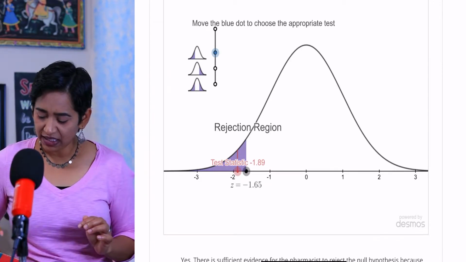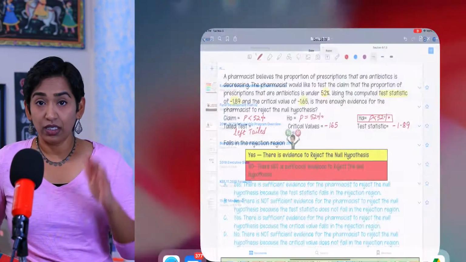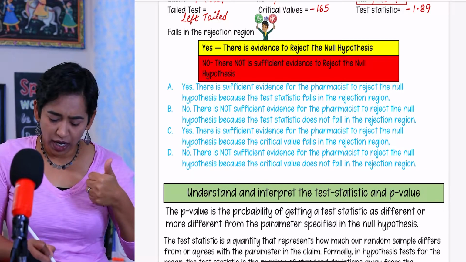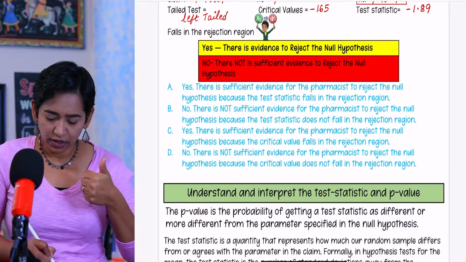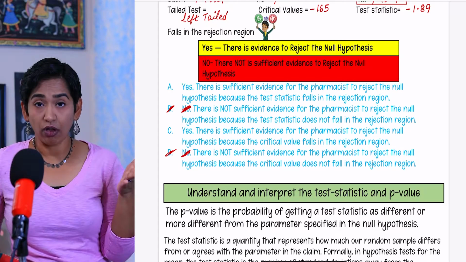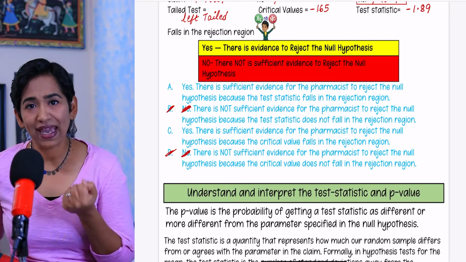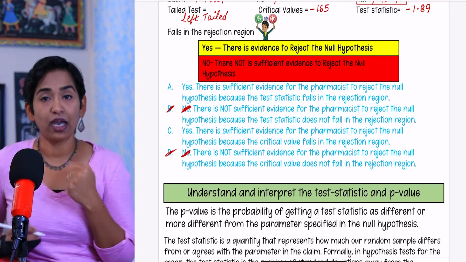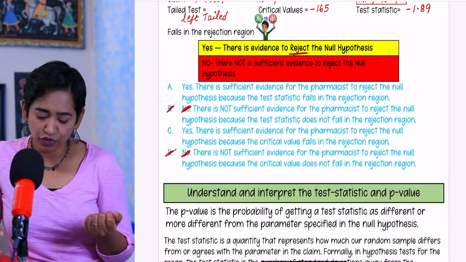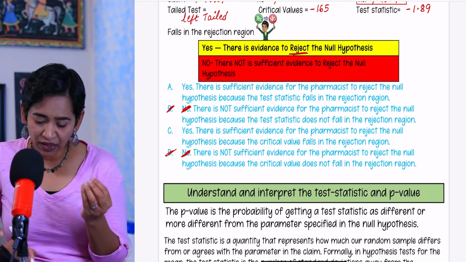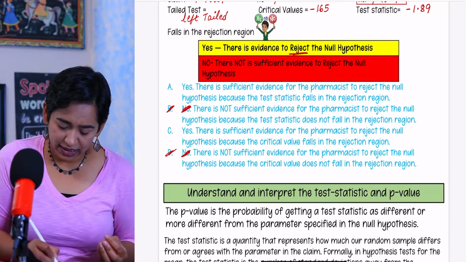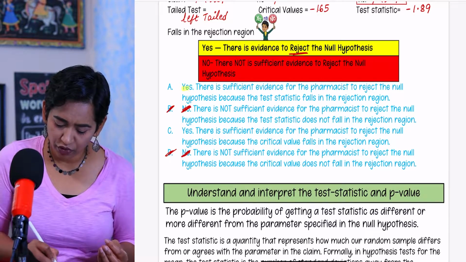So let's take a look at the options. Did the test statistic fall inside the rejection region? Yes. So I don't care about the no's, right? The B and D are gone. You see how you can choose from your options? Yes, it did fall. So when it falls, I have strong evidence to reject my null hypothesis. So there is sufficient evidence for the pharmacist to reject the null hypothesis because the test statistic falls in the rejection region. This looks like a right answer to me, but go ahead and read the next one as well.